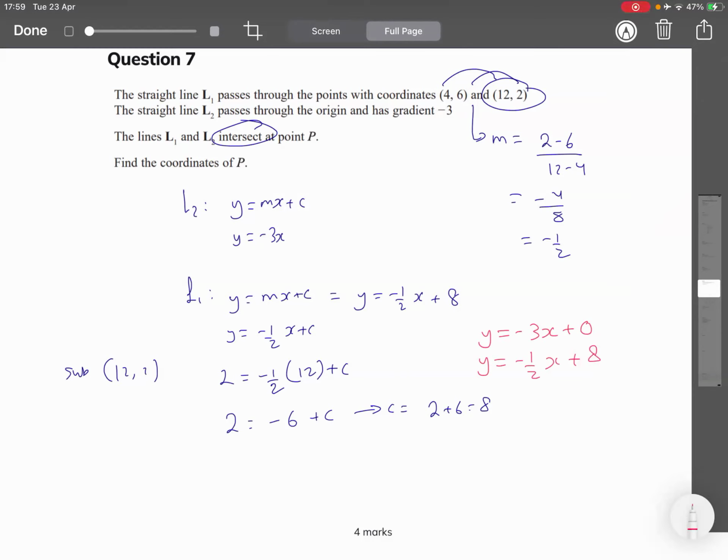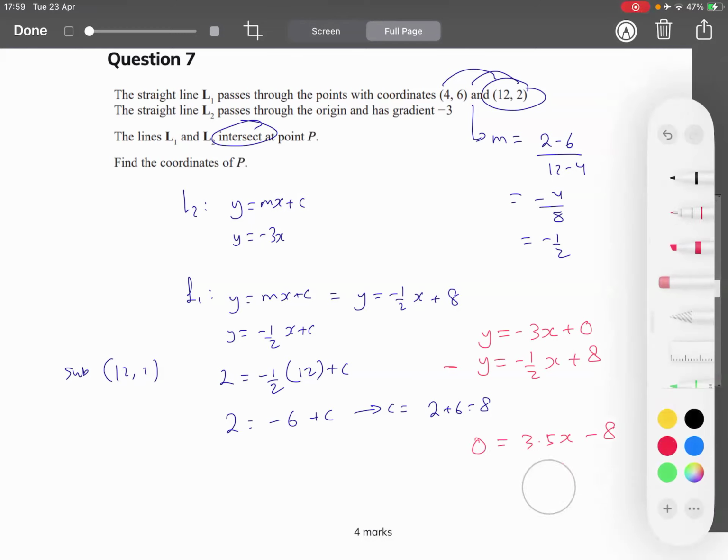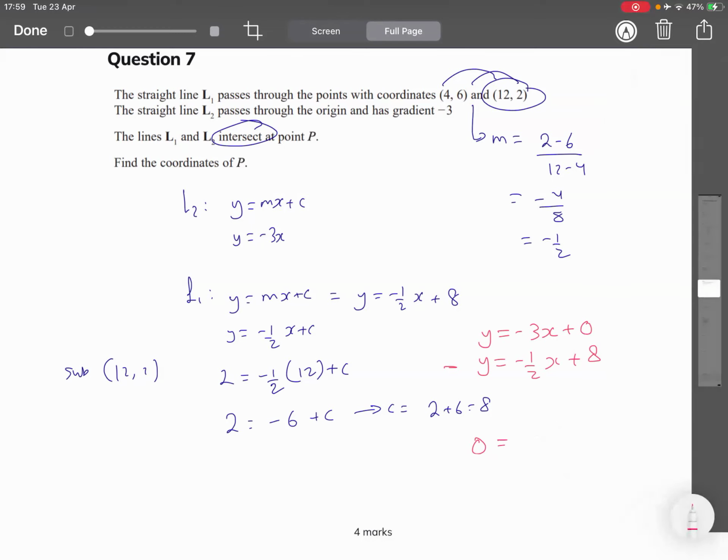So if we minus the two equations from each other, we get y minus y, 0. 3 minus -1/2 x, so 0.5, 3.5x, and 0 minus 8, which is -8. So therefore 3.5x equals 8. Oh, wait, sorry, it's -3 minus -1/2, so I made a mistake because I didn't see the minus there. So -3 minus -1/2, so -2.5x. Wait, why minus 2.5? -3 minus... Oh, so it's going to be an add. Yeah. Okay. And then 0 minus 8, which is -8.